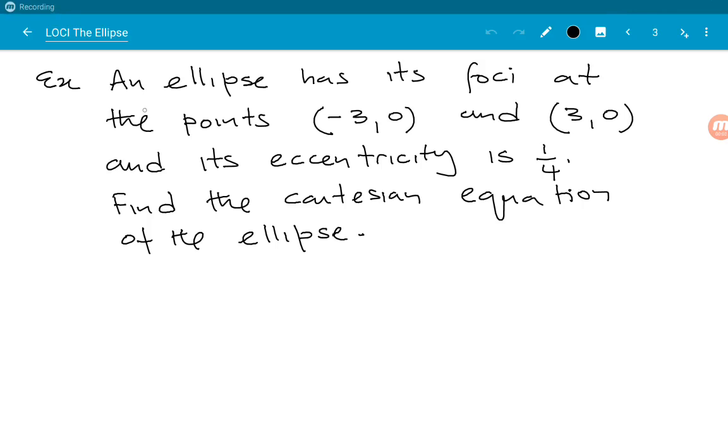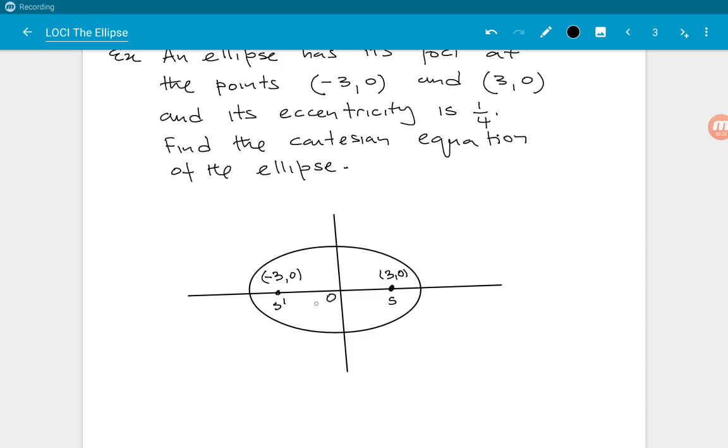Let's look at this example. An ellipse has its foci at the points (-3, 0) and (3, 0), and its eccentricity is a quarter. Find the Cartesian equation of the ellipse. First, let's draw a sketch to represent this ellipse.